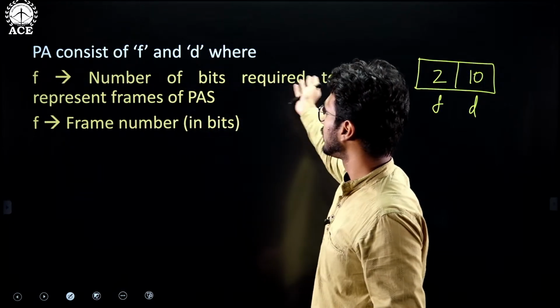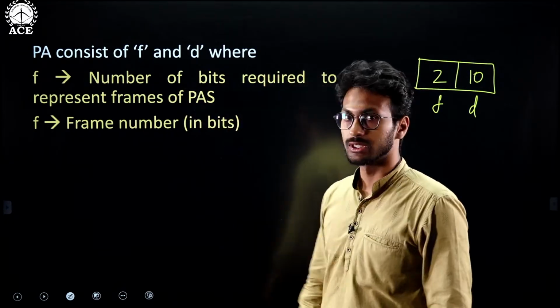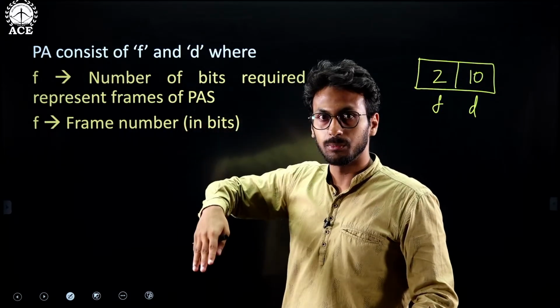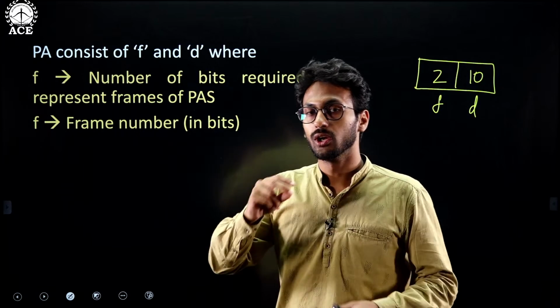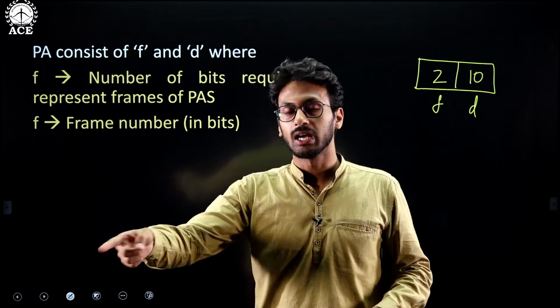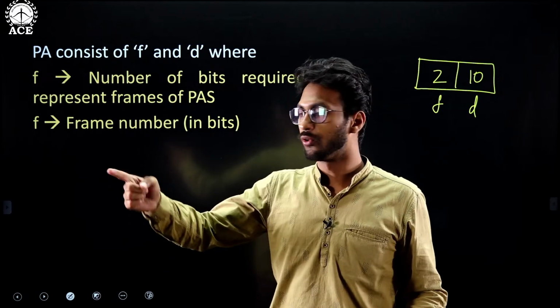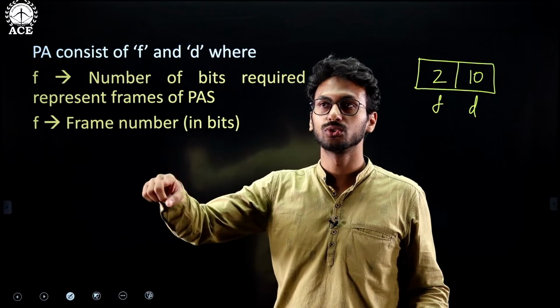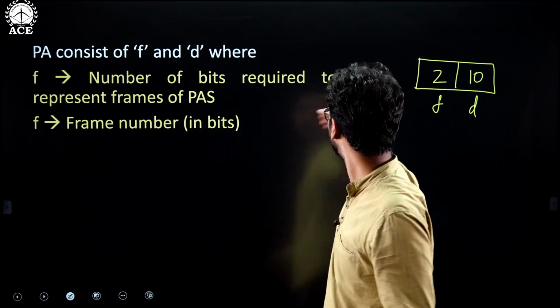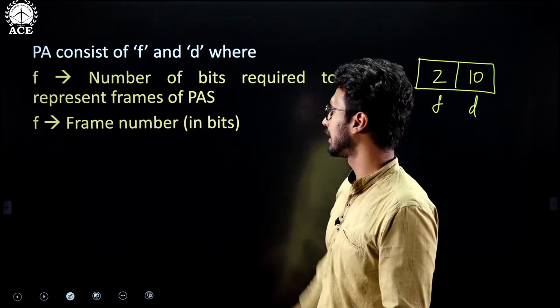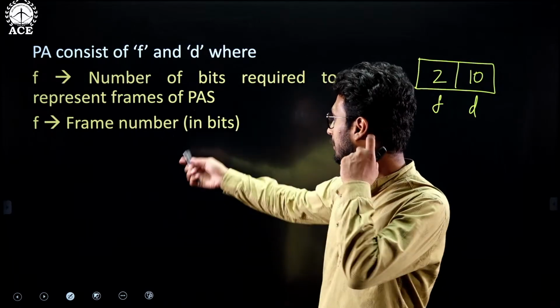F, number of bits required to represent frames of physical address space. Since you are pointing to a frame, how many frames are there? 4 frames are there. In order to represent a particular frame, how many bits are required? That is what F is, isn't it? So for 4 frames, how many bits are required? 2 squared is 4, so 2 bits are required. That is why I mentioned 2 here. Number of bits required to represent frames of physical address space, or frame number in bits.